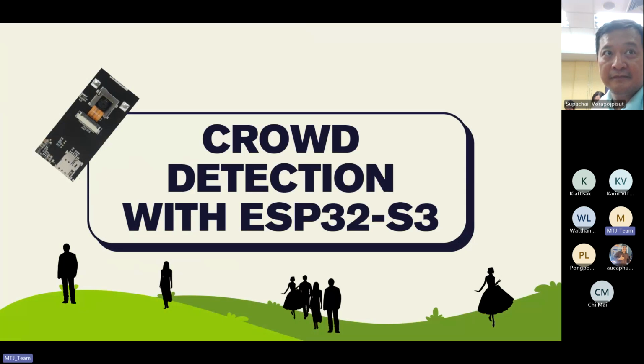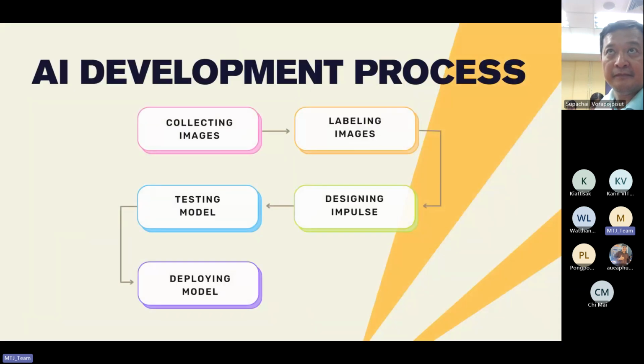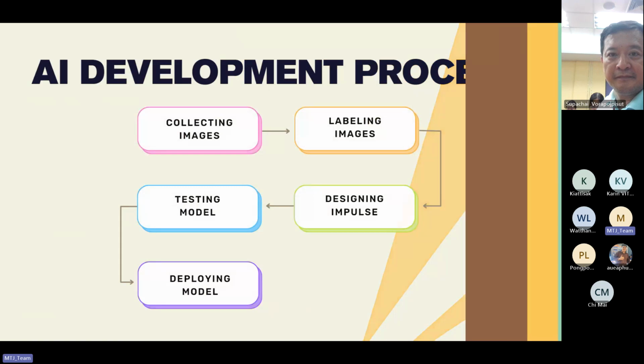Right, so I'd like to talk about the part I was responsible for, which is the crowd detection with ESP32S3. Obviously, in order to detect the crowd, we need to have an AI model. So in this development process, we needed 5 stages in order to complete it. Let's take a look at the first stage.